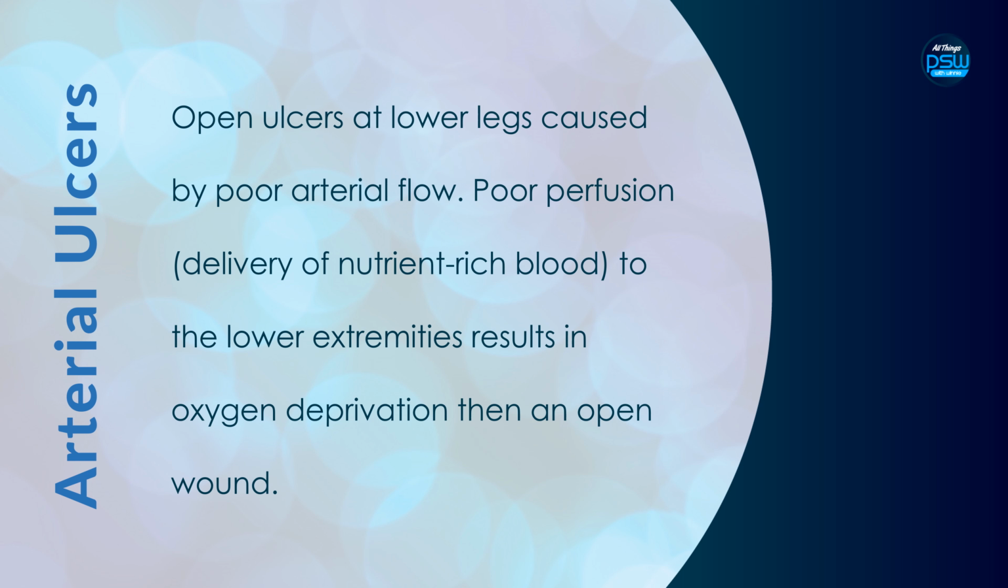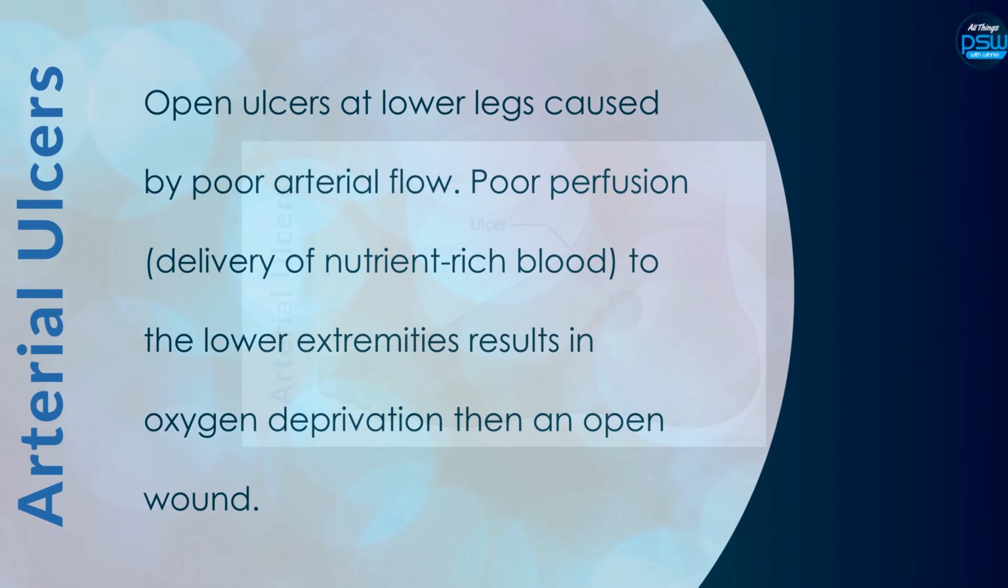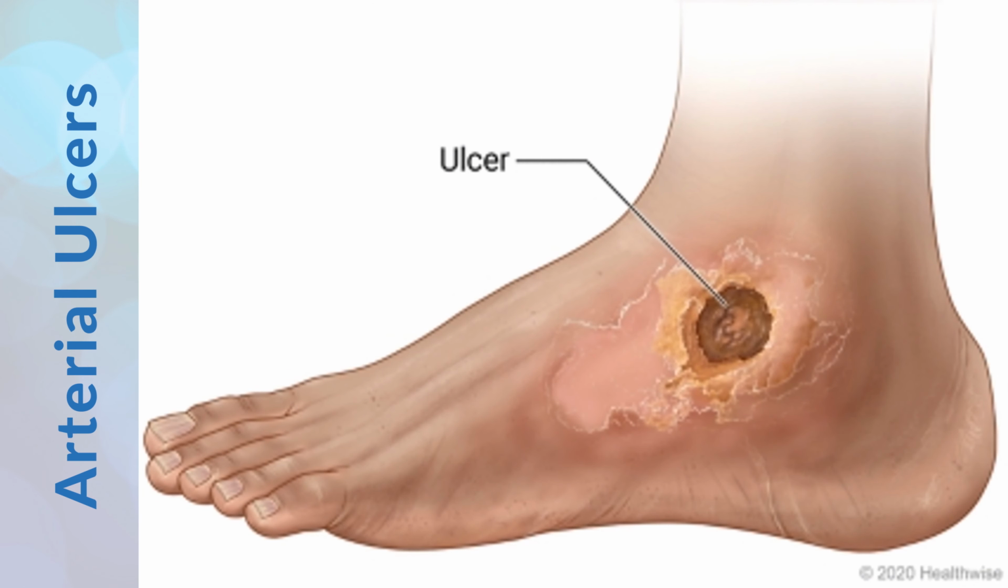So what happens? The body has to fight it somehow, right? Because this is a pathophysiology of the whole arterial blood system. So what happens is that a wound will develop because there's a very big oxygen deprivation going on. The wound develops because the body doesn't know how to actually deal with this issue. So that's when you end up with an arterial ulcer.